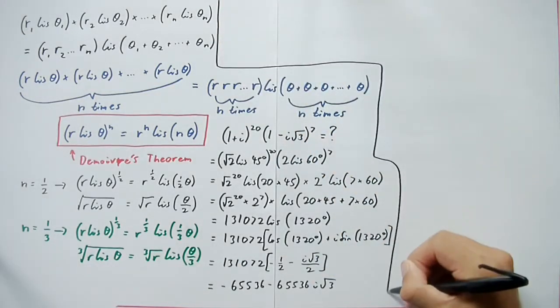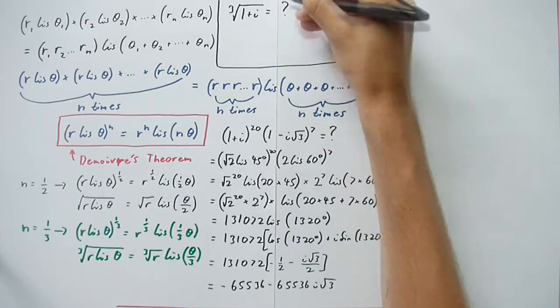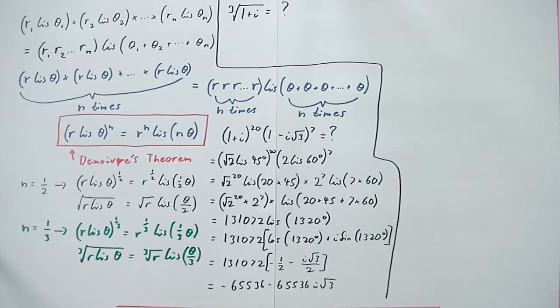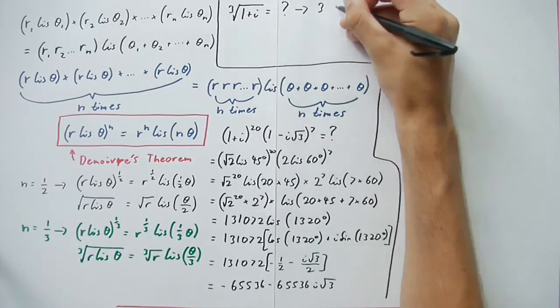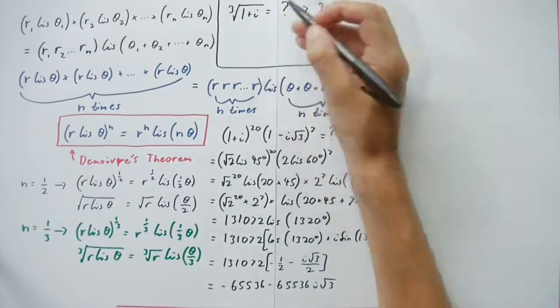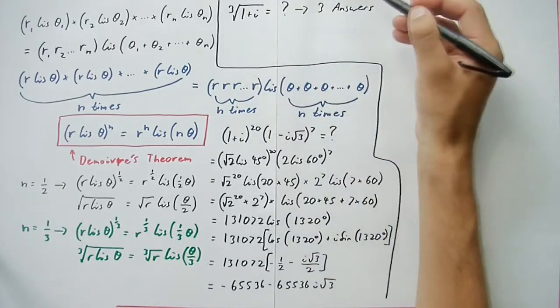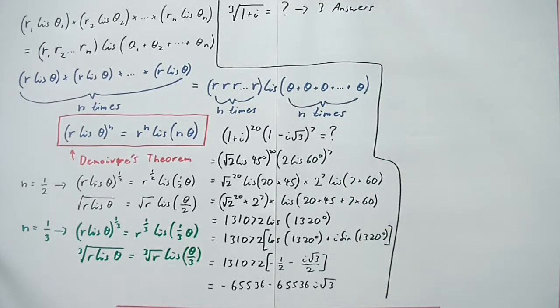Say we want to find the cube root of 1 plus i. Now before we continue, remember how when we did the square root of a complex number, we got 2 answers? Well, when you do the cube root, you actually get 3 answers. And if we were doing the 4th root, then you get 4 answers. Basically, whenever you're trying to find the nth root of a complex number, you'll always get n answers back. Now don't worry, I'll explain why this is so afterwards.